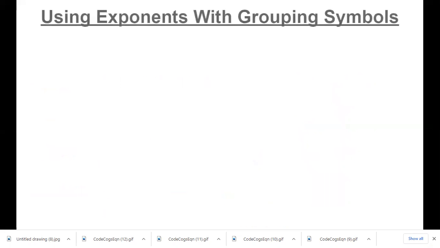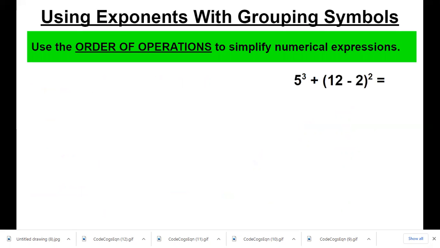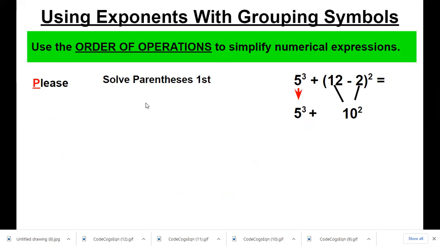Okay, the next one: 5 cubed, or 5 to the third power, plus, in parentheses, 12 minus 2, and then squared. Do parentheses first. So 12 minus 2 is 10. And notice how I bring the little squared sign, the little 2, the exponent, with the answer to the inside of the parentheses. And then I just bring down the 5 to the third.